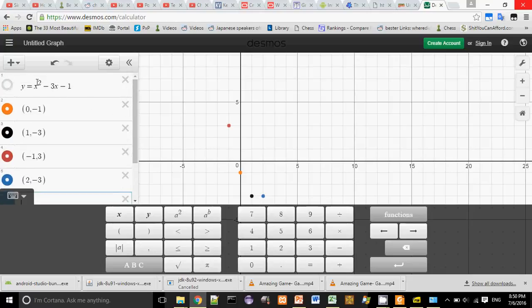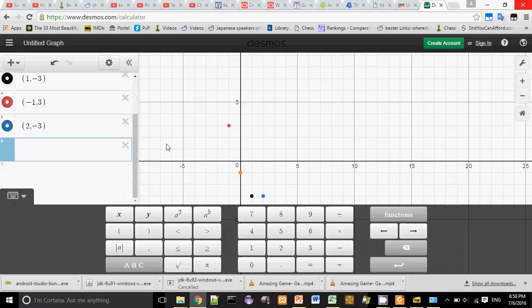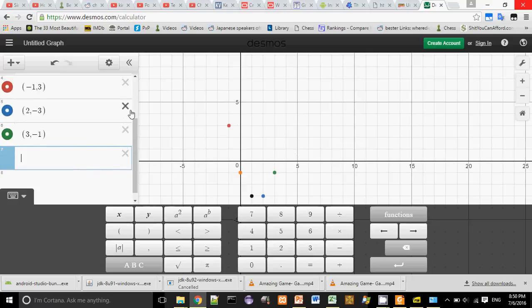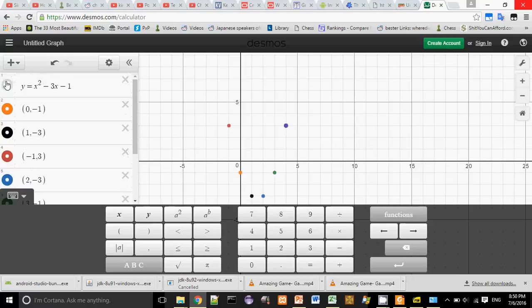Let's do 3. 3 squared is 9. Take away 3 times 3, which is 9. So that's 0 minus 1. So 3, minus 1. You might notice here it is actually symmetrical now. See, these are mirror image, these are mirror image. So here I can tell you the 4 will be a 3 again. I may as well put that in. I just know. But anyway, let's try to ready.